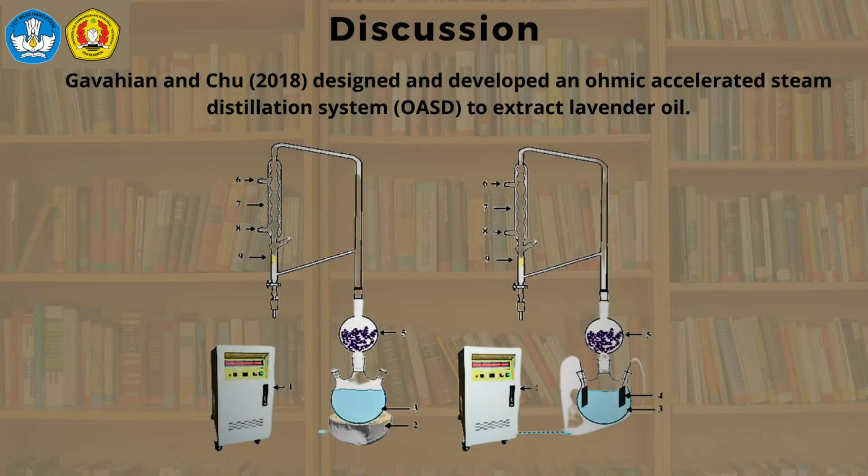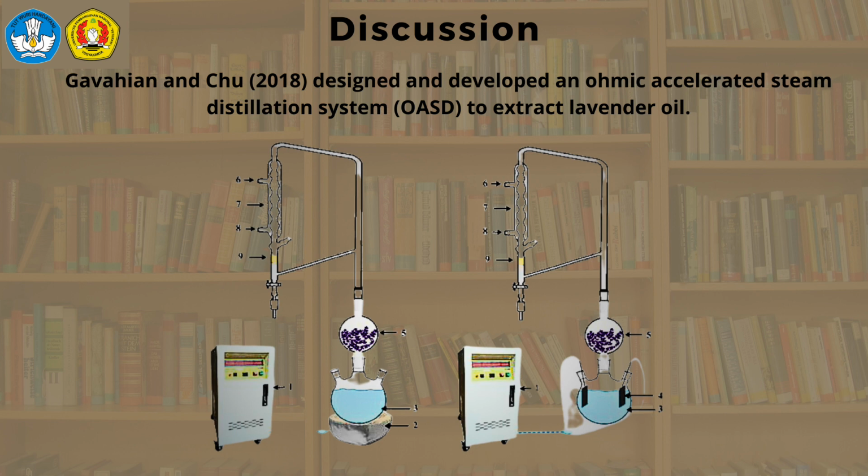Okay, next, according to Gavahian and Chu, 2018, design and development of an ohmic-assisted hydrodistillation system, or OAHD, to extract lavender oil. The OAHD system is illustrated in this picture.